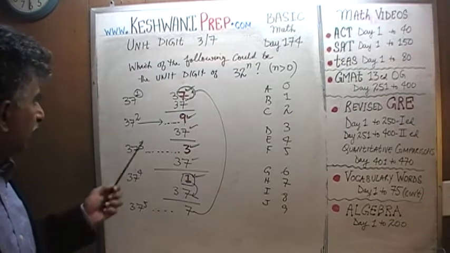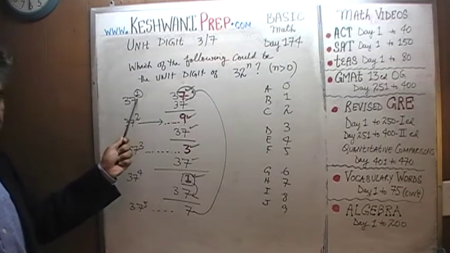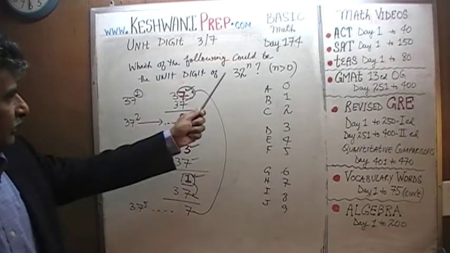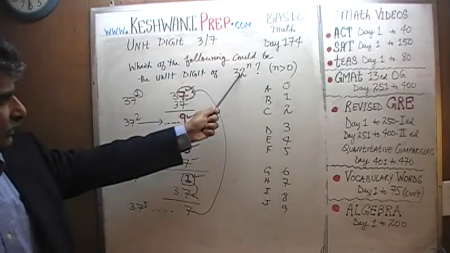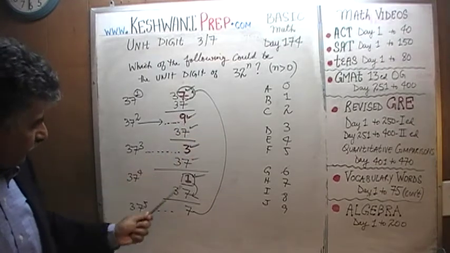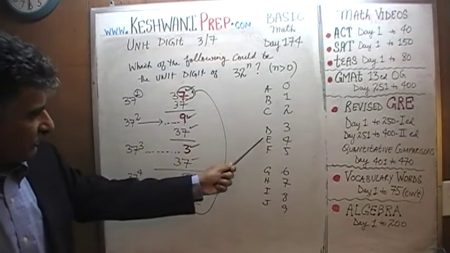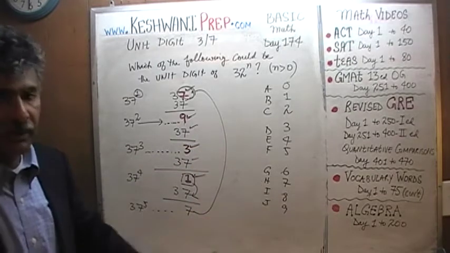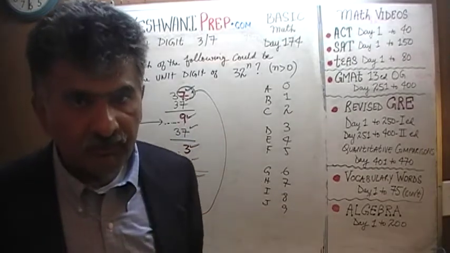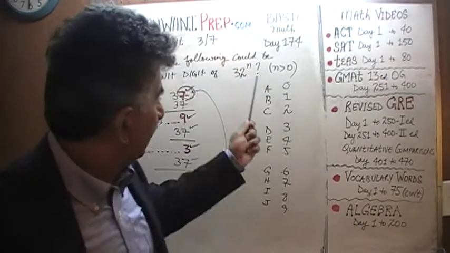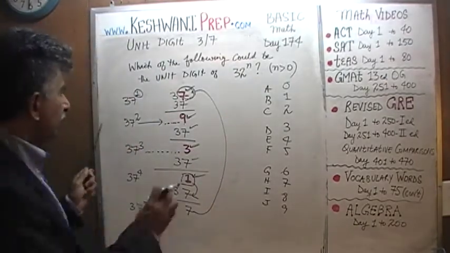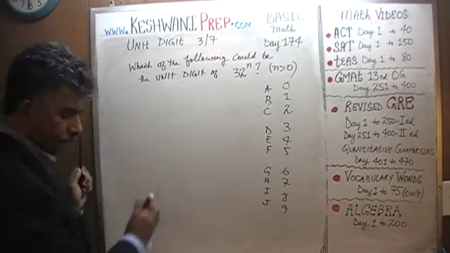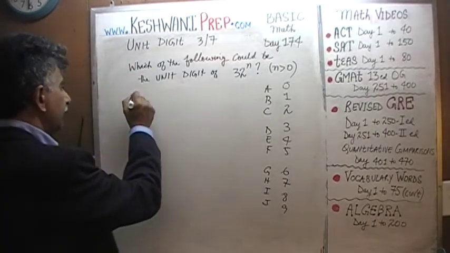For example, yesterday we learned that 37 raised to n can end in a 7 or a 9 or a 3 or a 1. So instead of 32, had it been 37 here, the answer would have been 1, 3, 9, 7, except the 5. So we'll have 1, 3, 7 and 9. There would have been 4 correct answer choices out of 10. Let's see what we find for 2 raised to n. Well, let's find out.